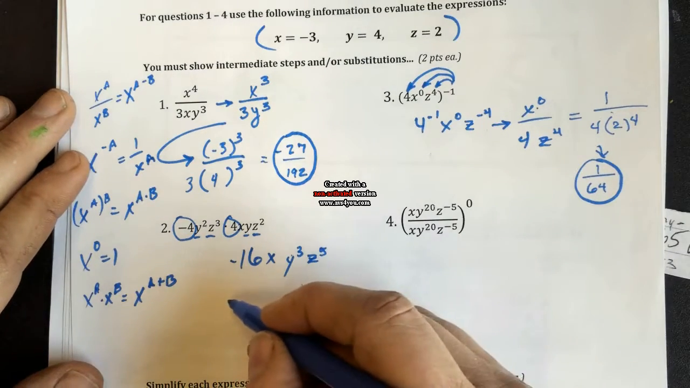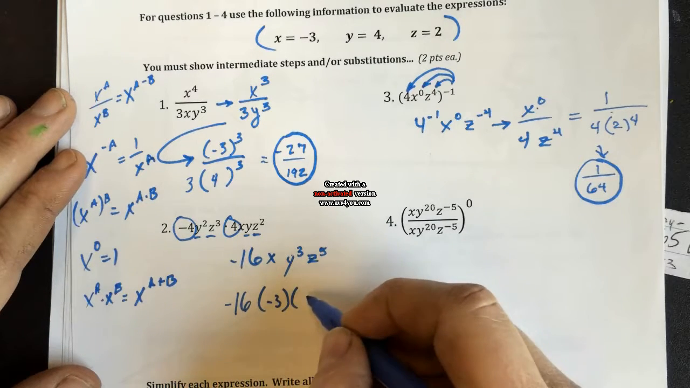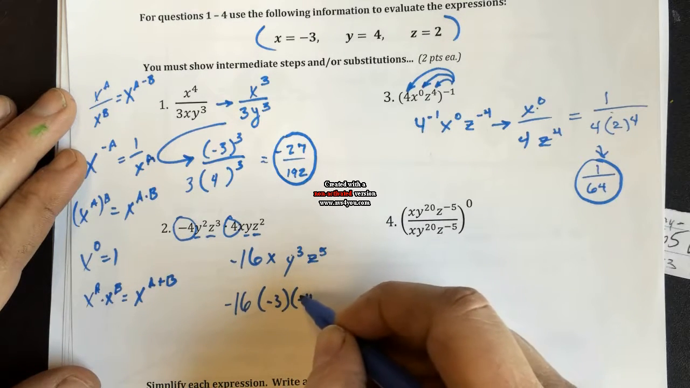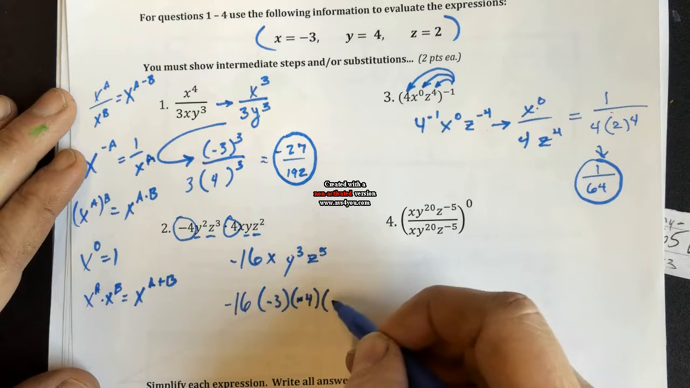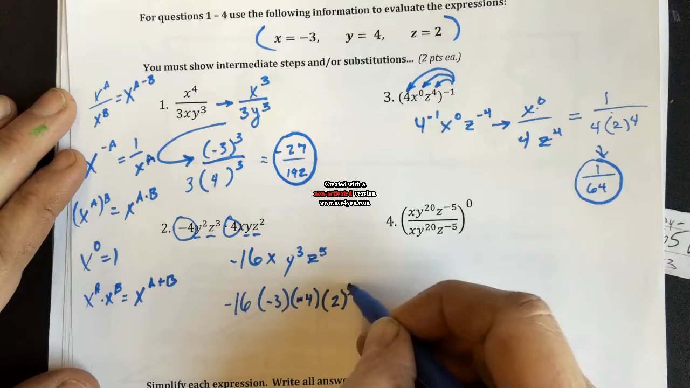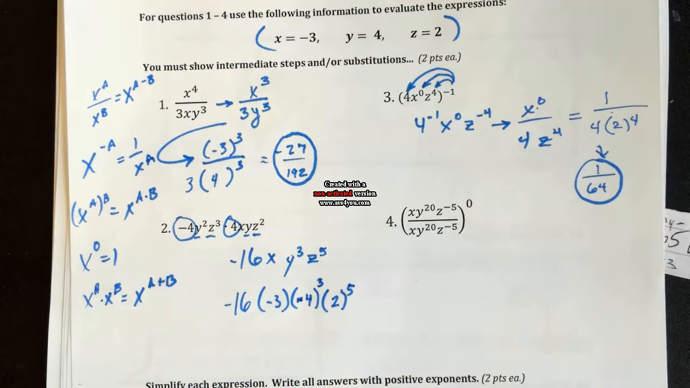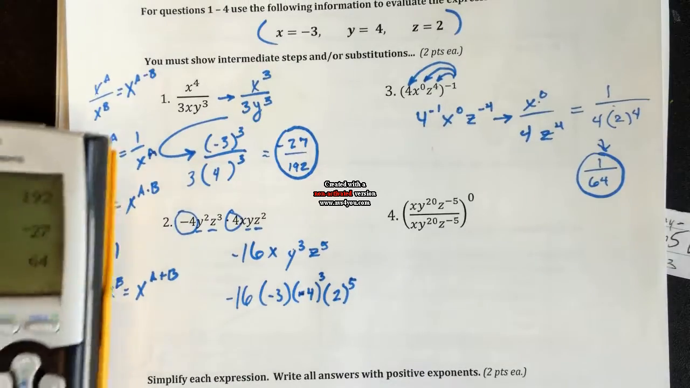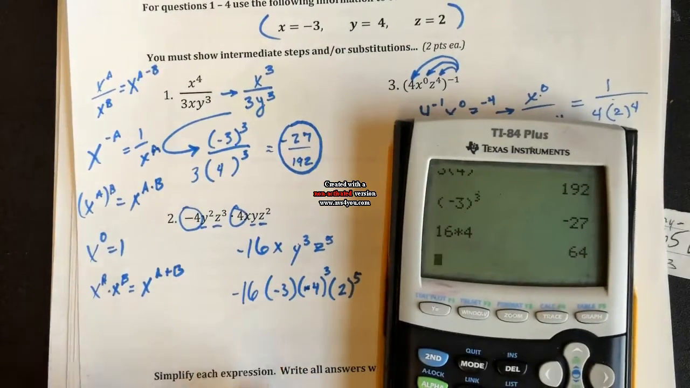Now I'm going to substitute the values that we were given for x, for y. Sorry, that's a positive 4. And for z. And you can type that into the calculator if you like and get a final answer here. You do have to show that work to get your answer.